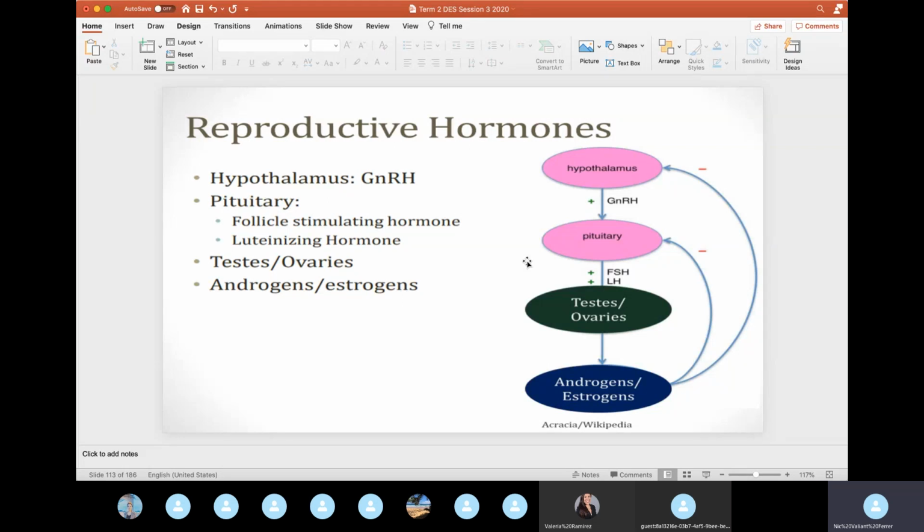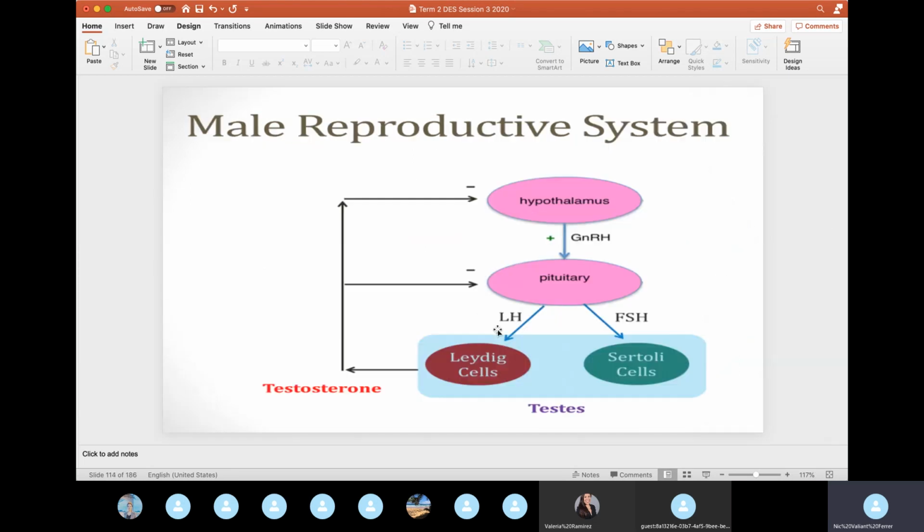Regulation: the hypothalamus releases GnRH. It acts on the pituitary to release FSH and LH, right? Which act on the testes and ovaries to secrete androgens or estrogens. And remember, an increase in androgens and estrogens is a downstream thing. It will induce a negative feedback mechanism to both the pituitary and the hypothalamus.